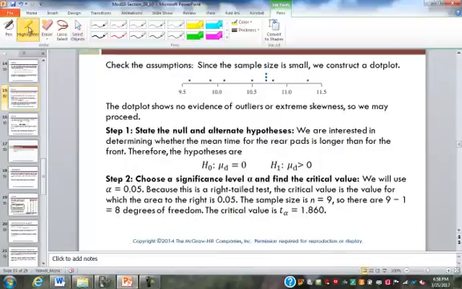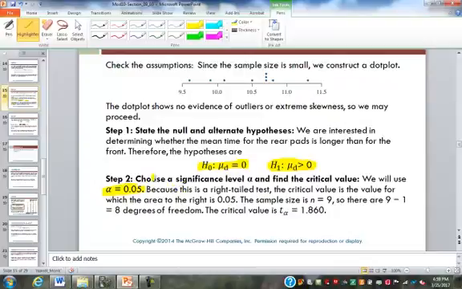So our hypotheses, and as always, the null hypothesis is going to be that the mean difference is 0. And then we're saying that the rear is going to be larger than the front, or longer life than the front, so we're saying the mean difference is greater than 0. So the significance level, we already said, is going to be 0.05.